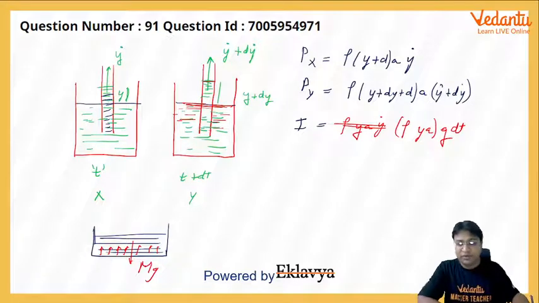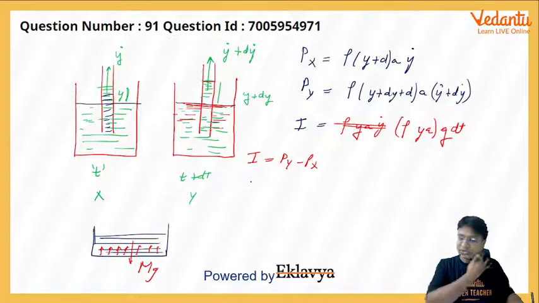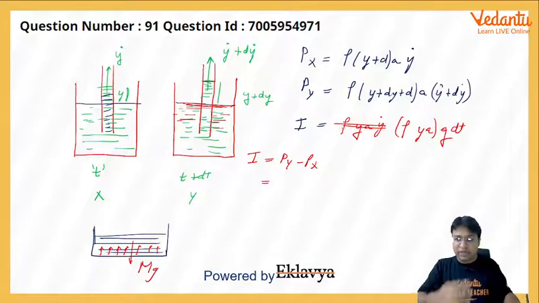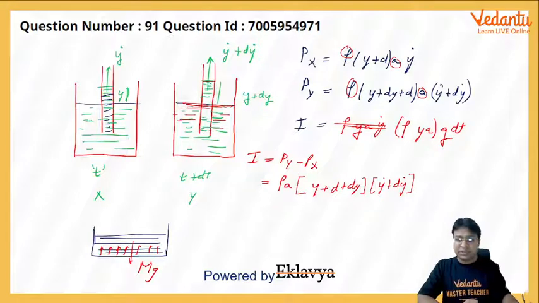All right, so now we will write the impulse-momentum equation. The impulse-momentum equation will be I equals Py minus Px. So let's do this now. Rho and A can be taken out as the common quantity. Now I will write (y plus d plus dy) into (y dot plus d of y dot), minus (y plus d) into y dot.